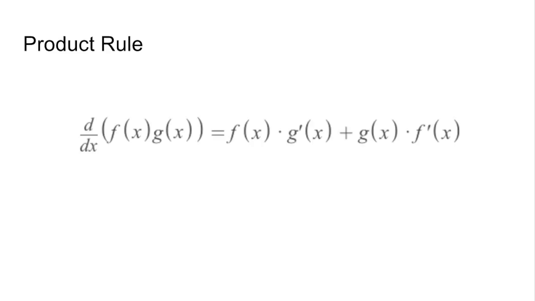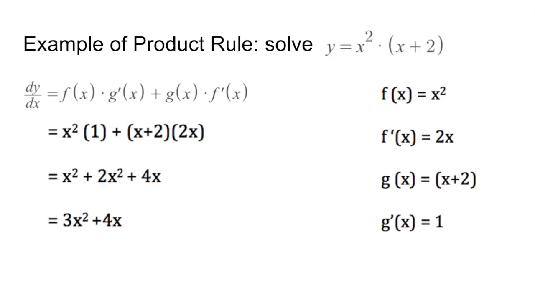Another rule is the product rule. This rule is used when one factor is multiplied by another factor. For example, x squared times x plus 2. To find the derivative of the two functions multiplied together, we have f of x multiplied by the derivative of g of x, and add g of x multiplied by the derivative of f of x.